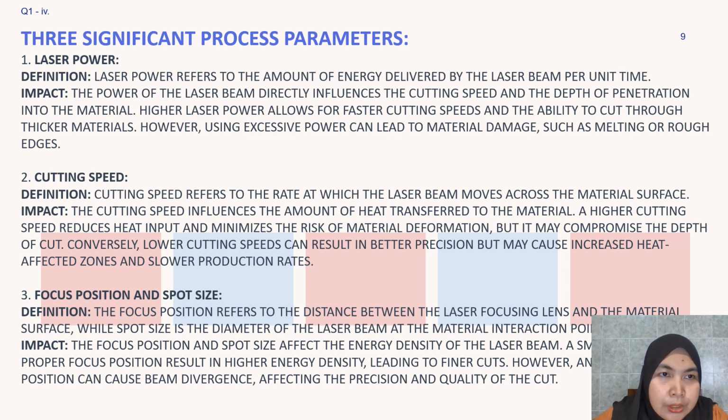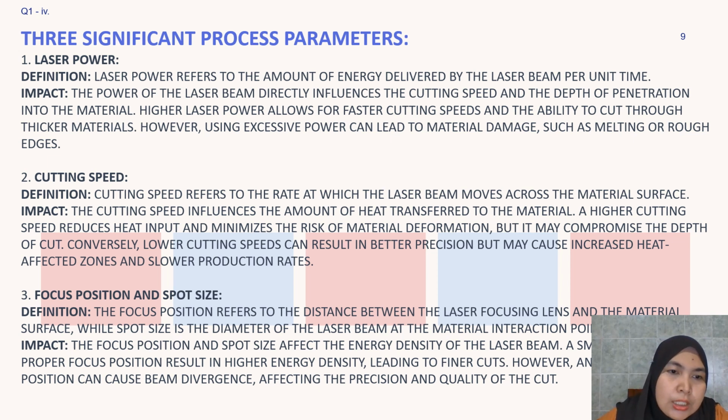So then we go to the last question for question 1, the 3 significant process parameters. That is first laser power, and laser power refers to the amount of energy delivered by the laser beam per unit time. The second one is cutting speed. Cutting speed is the rate at which the laser beam moves across the material surface, so how fast it can go along the material surface.